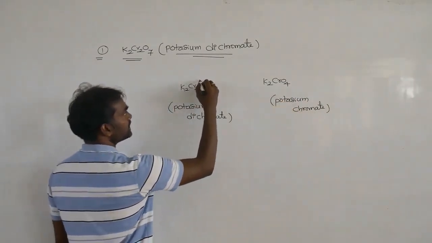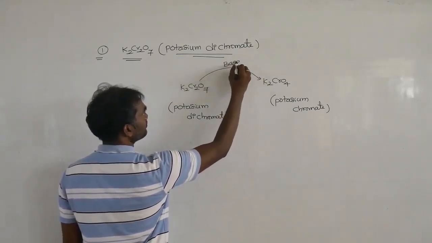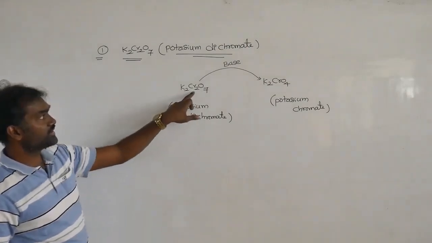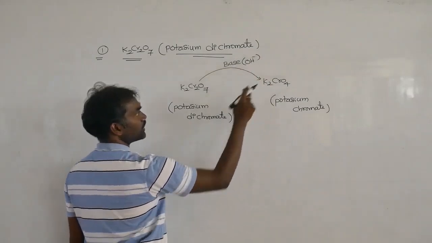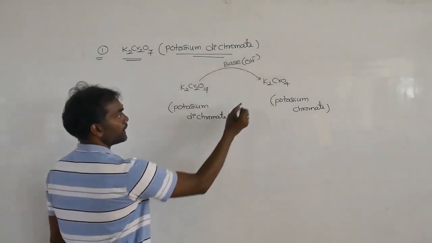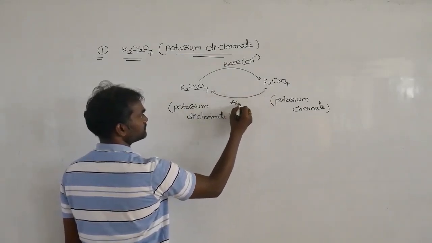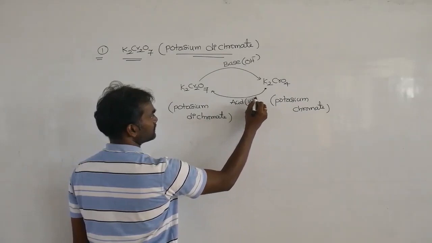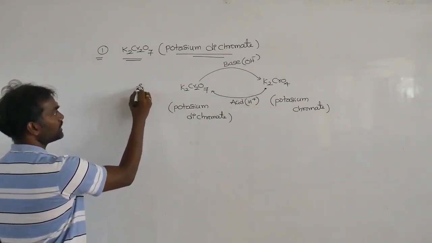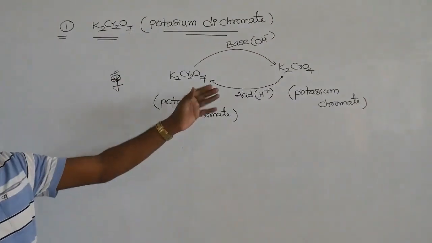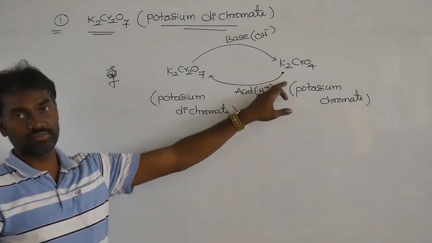See, this is treated with the base. K2Cr2O7 treated with base, otherwise OH minus, gives K2CrO4. Next, the opposite: when this is treated with acid, meaning H plus, it gives potassium dichromate. So this is one important conversion, very, very important. Next, these 2 structures are also important for us.